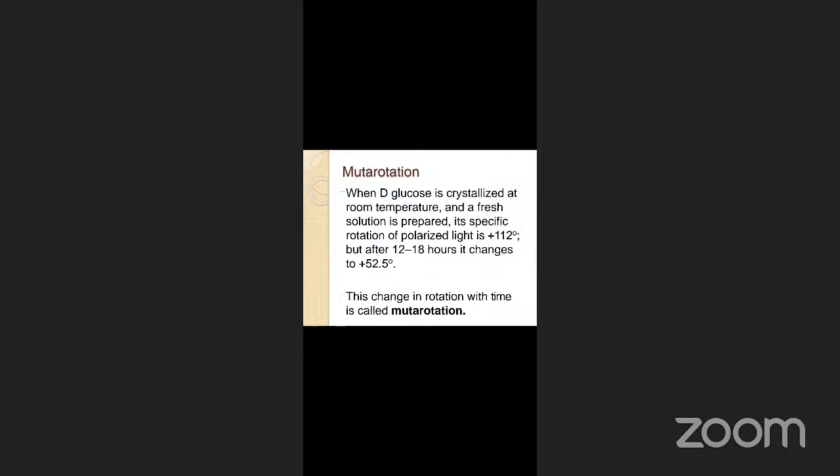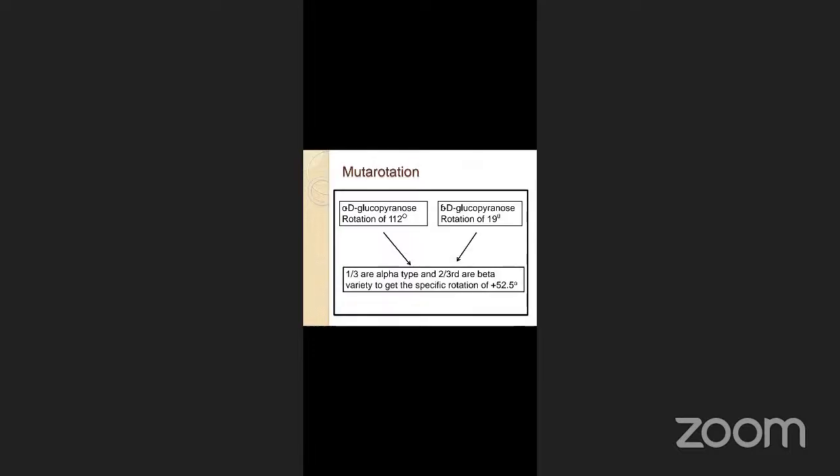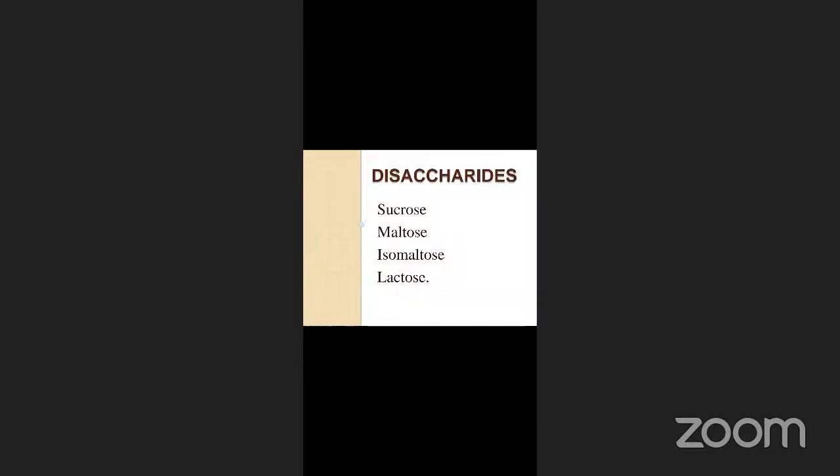Then you have mutarotation. Mutarotation is nothing but the change that occurs when D-glucose is crystallized at room temperature. I told you, whenever polarized light is passed through a solution, it will move either to the right side or the left side. That change in the rotation is called mutarotation. Then we have disaccharides. In the disaccharides, you have sucrose, maltose, isomaltose, and lactose.